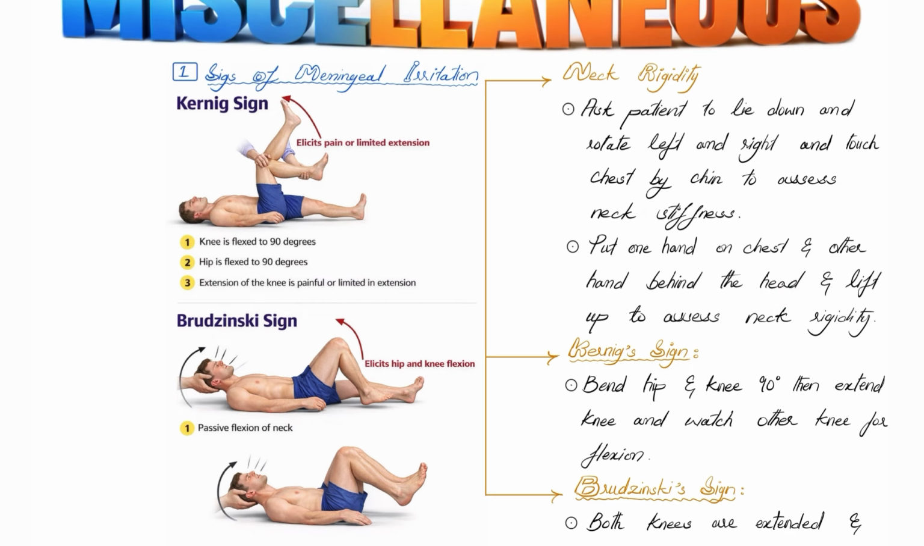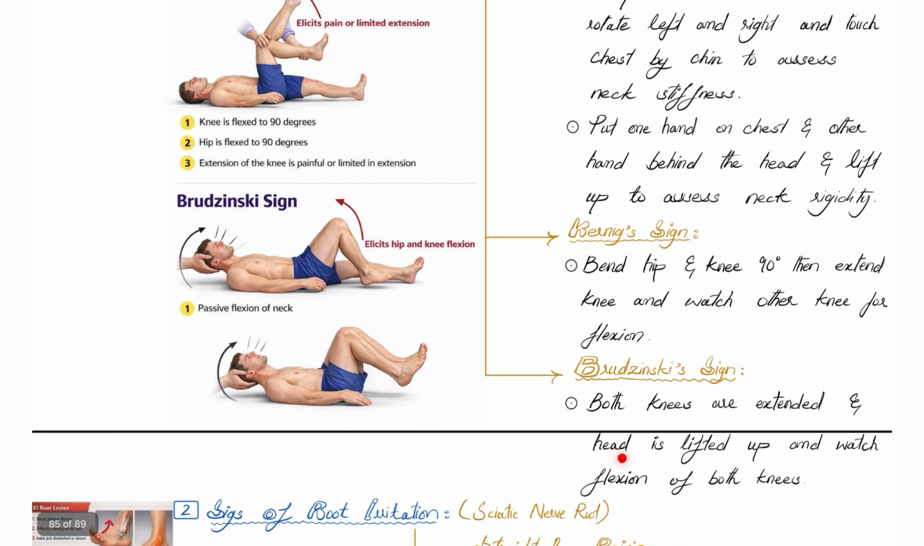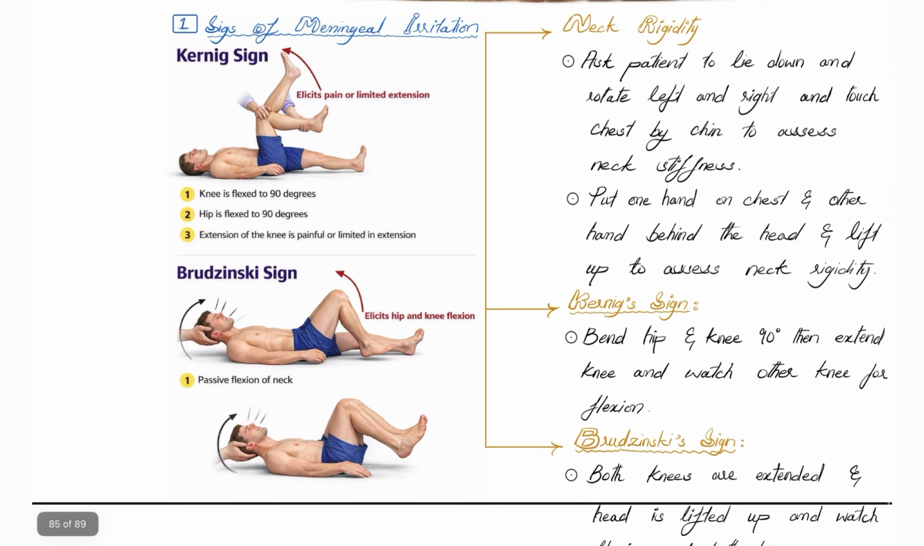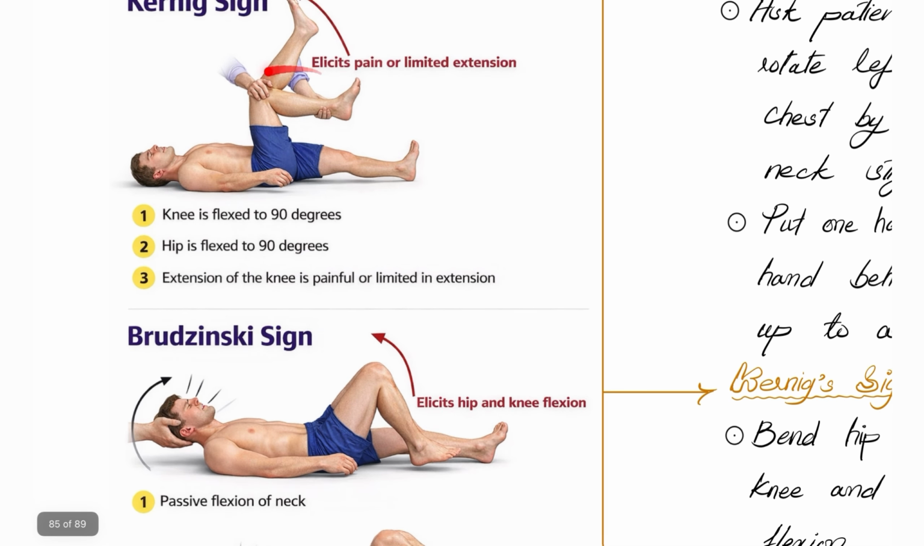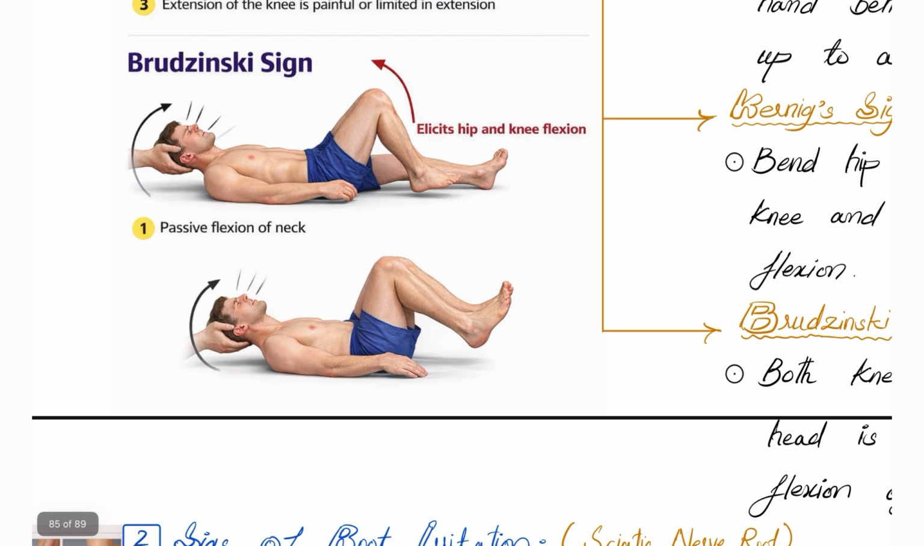For Kernig sign, bend the hip and knee 90 degrees and then extend the knee and watch the other knee for flexion, because the patient may feel pain and may flex his other knee. Brudzinski sign: both knees are extended and head is lifted up, and then watch for flexion of both knees. As you see in the image, when the knee is flexed 90 degrees and the hip is flexed 90 degrees, then extension of the knee is painful or limited. In Brudzinski sign, the passive flexion of the neck elicits hip and knee flexion.